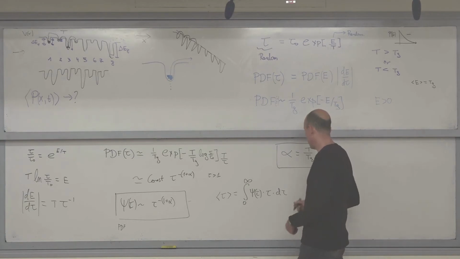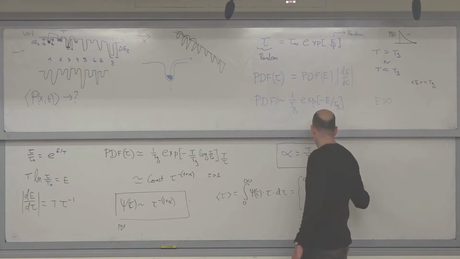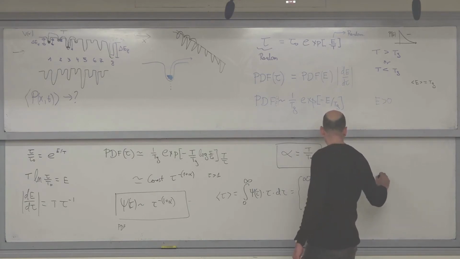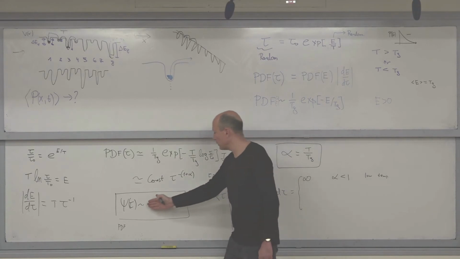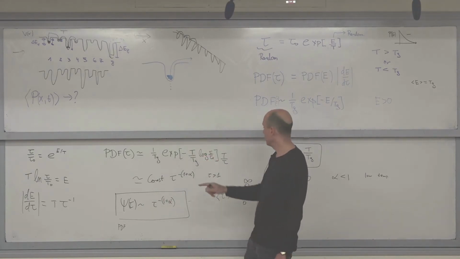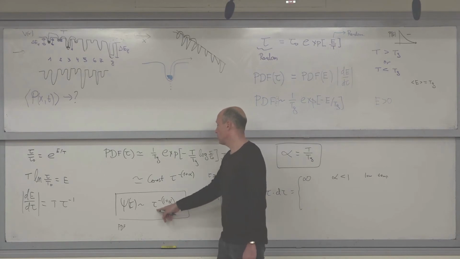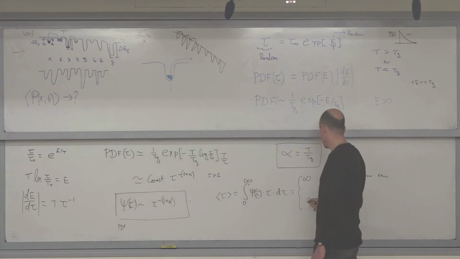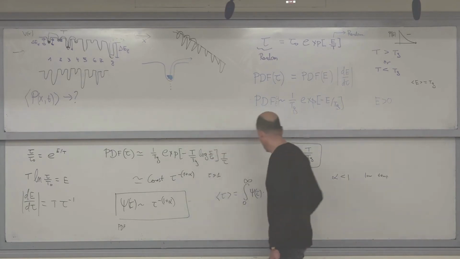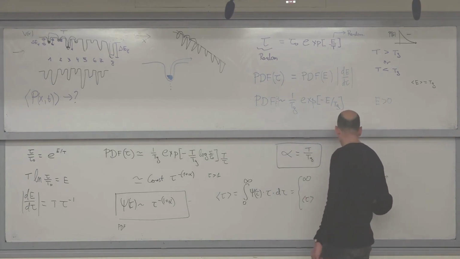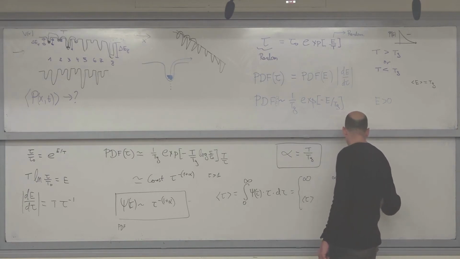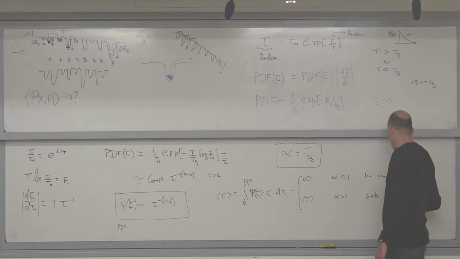This guy then is the following. It's infinity if alpha is less than 1, this is low temperature. Because you know, this power law decay is like minus 1. I multiply by tau, it's tau to the minus alpha. If I integrate it till infinity, then I get tau to the 1 minus alpha, but alpha is less than 1. This diverges, while here, this guy will be some number. We can calculate this number, but I don't care about it. It's finite. This is finite, and this is a high temperature.